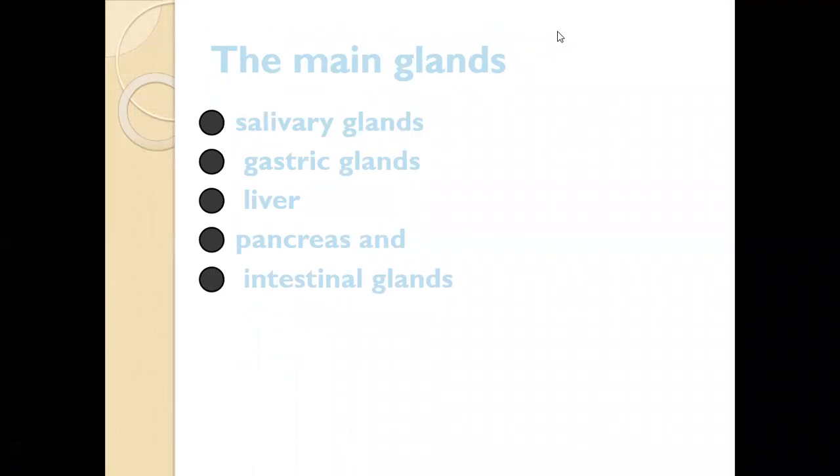The main glands which help in digestion are the salivary glands, present in the mouth cavity, the gastric glands, present in the stomach, the liver, pancreas, and intestinal glands. These glands each have their individual role in the digestion process.